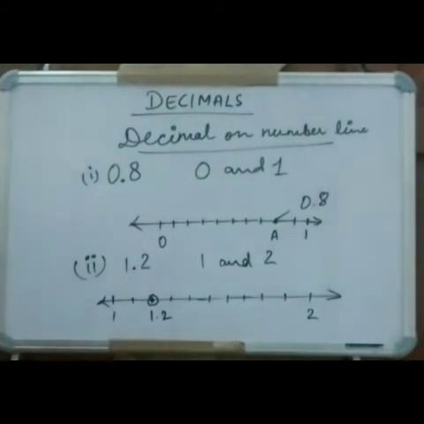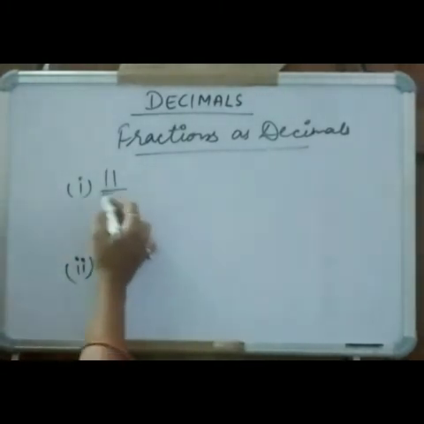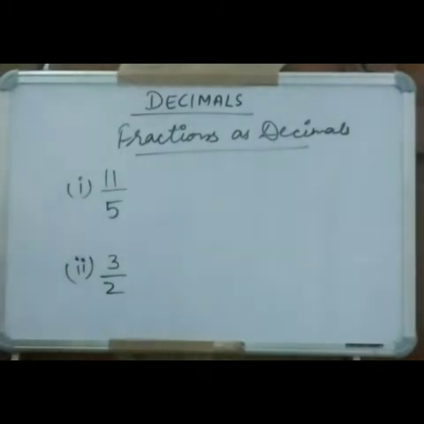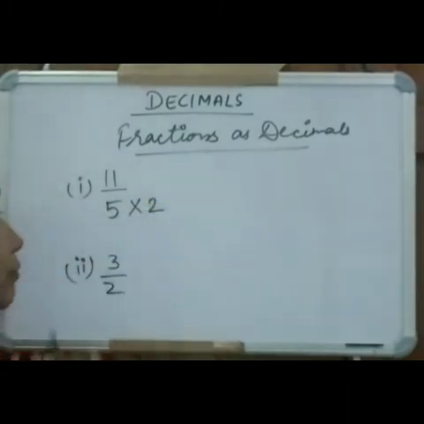Now see here, our next topic is converting fraction to decimal. Means a fraction is given, we have to convert it into decimal. In these types of questions, you will just convert the denominator into a power of 10. Power of 10 means 10, 100, 1000 like this. So here we have a number 11 upon 5. What we can do, we can make it 10. How will we make it 10? We will multiply it by 2.